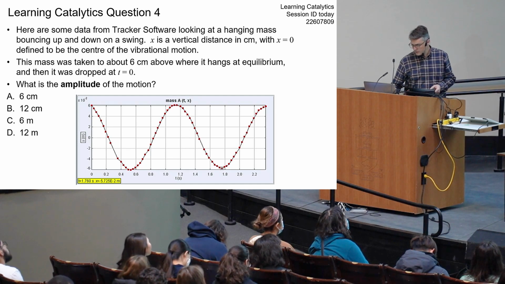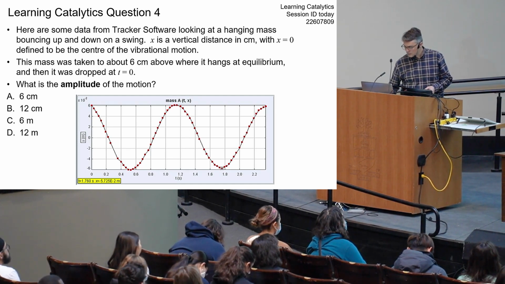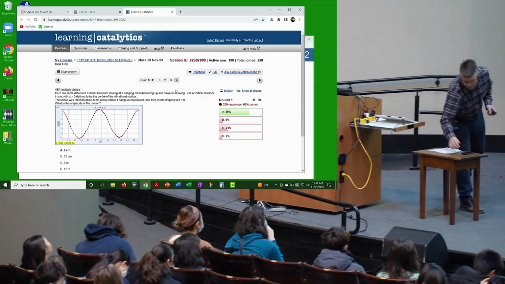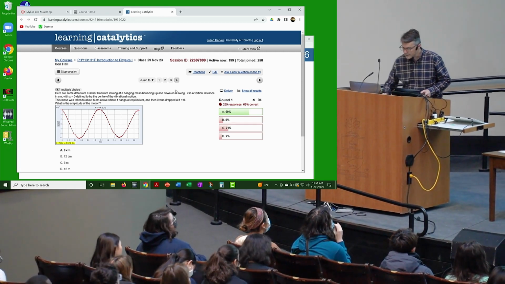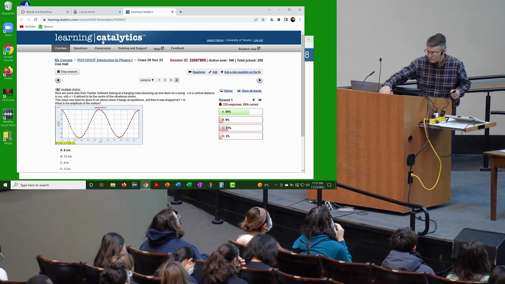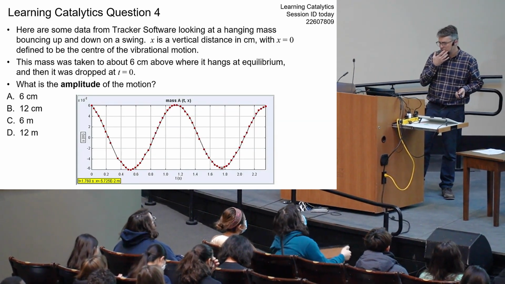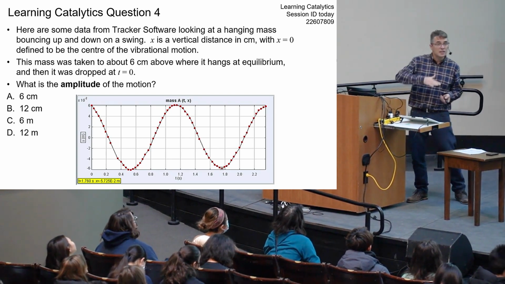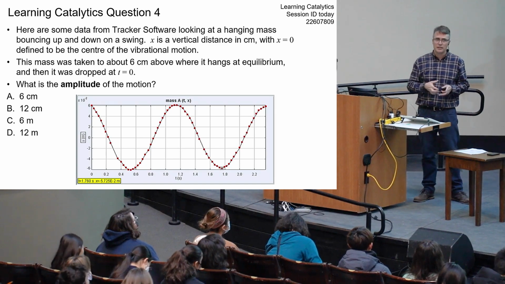And survey says, this one was a little wrong. Stop. It's a little more controversial. There was C or A. I liked A. Basically 6 centimeters, so there's the 10 to the minus 2. And the main thing there is that it's not 12 centimeters. 12 centimeters is the maximum displacement, but half that gives you the amplitude.